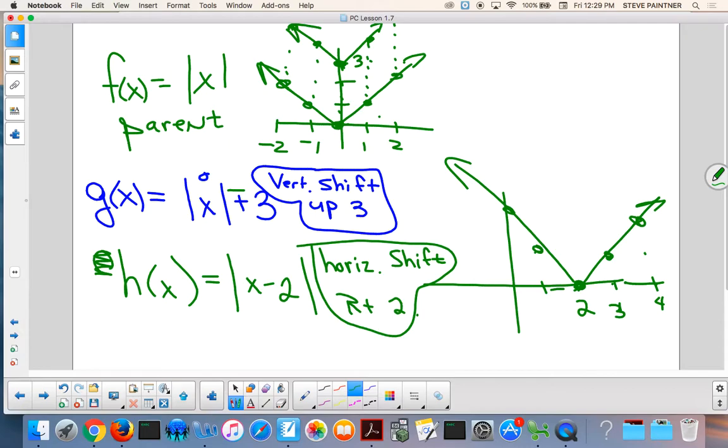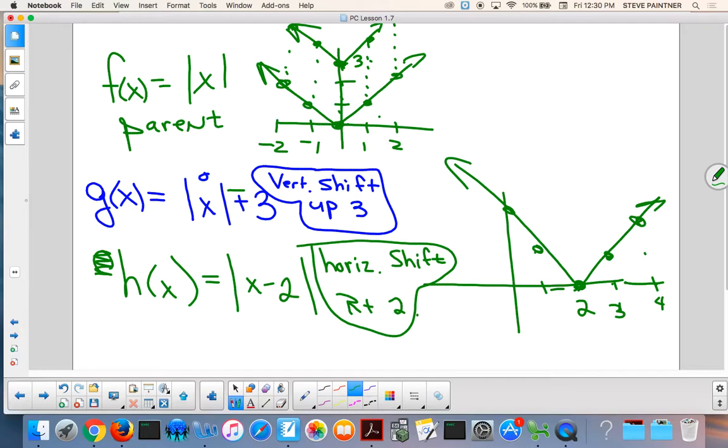Now, did this graph change in shape? No. No, it's the same shape. Okay, it did not get skinnier or wider. It didn't do that, did it? No. Okay, so that's these kind of transformations. The shape never changes. All right. When does the shape change? Hang on, I'm getting ahead of myself.